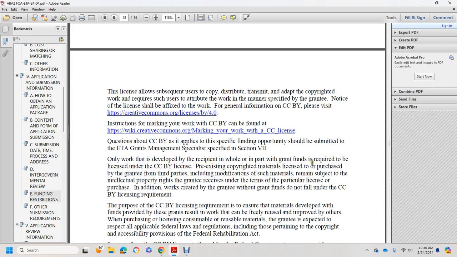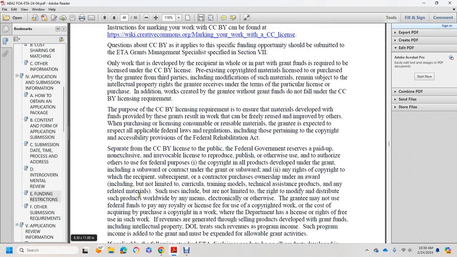Pre-existing copyrighted works licensed or purchased by the grantee from third parties, including modifications to such materials, remain subject to the intellectual property rights the grantee received under the terms of the particular license or purchase. In addition, work created by the grantee without grant funds does not fall under the Creative Commons Attribution license requirement. The purpose of this requirement is to ensure that the materials developed with the funds provided by these grants result in work that can easily be reused and improved by others.